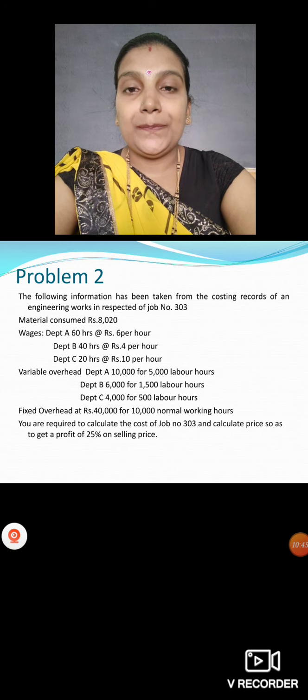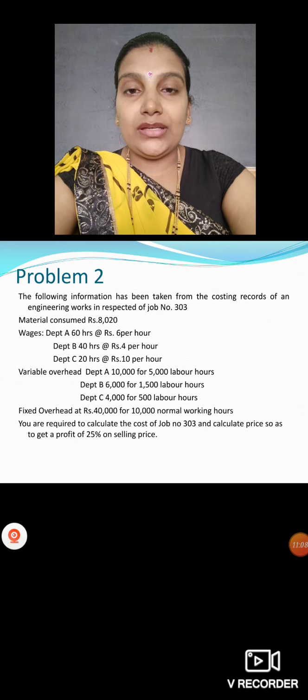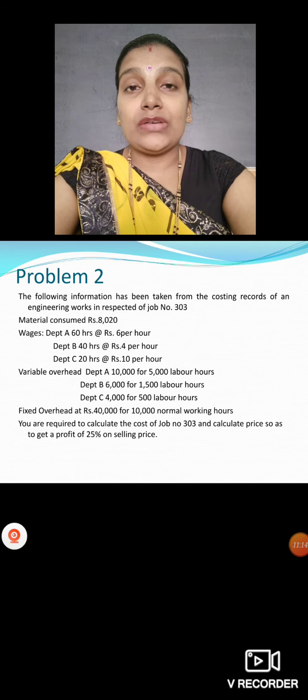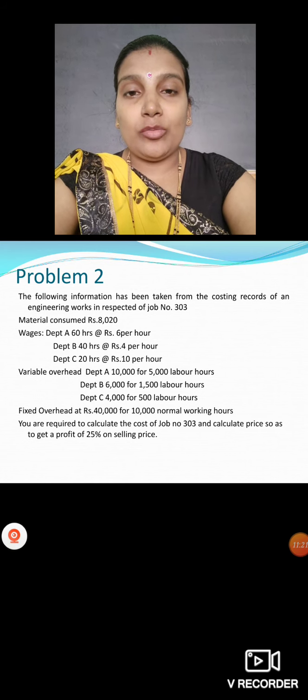20 into 10. Okay. Then variable overhead, department A 10,000 for 5,000 labor hours. So 10,000 divided by 5,000. Then you have to multiply per hour into 60 hours. Then department B 6,000 rupees, you have 1,500 labor hours. So 6,000 divided by 1,500 into 40 hours. Okay. Then 4,000 rupees for 500 labor hours. So 4,000 divided by 500. Okay. Into 20 hours.